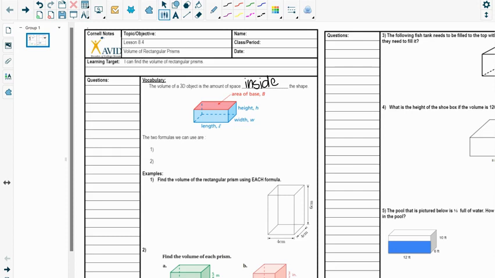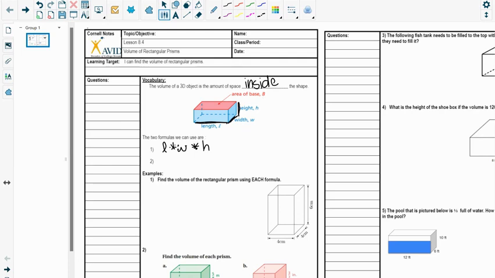The first is length times width times height. And I did a cursive L because otherwise if we do a regular lowercase l, it looks like a 1, which gets kind of confusing. Okay. Length is the front of a rectangular prism, width is how far it goes back, and height is how tall the prism is.